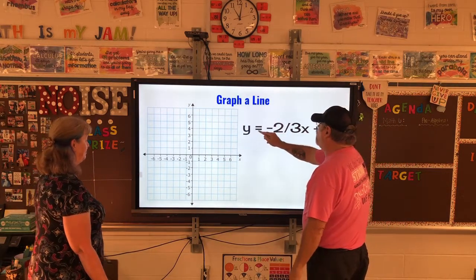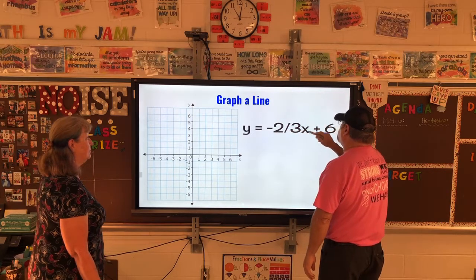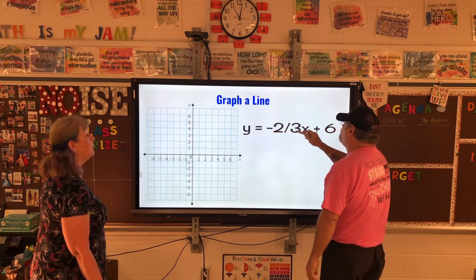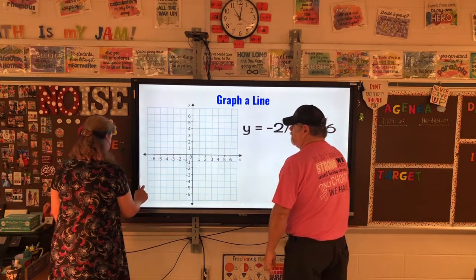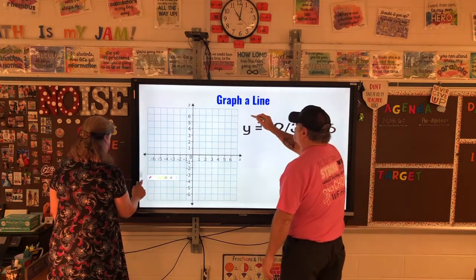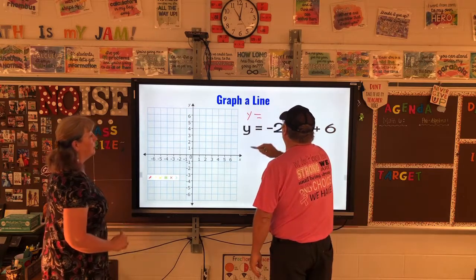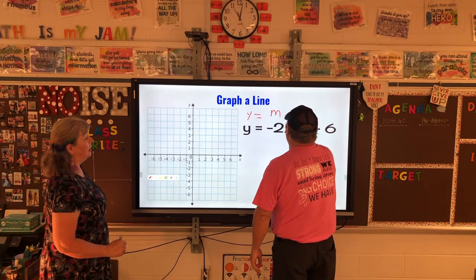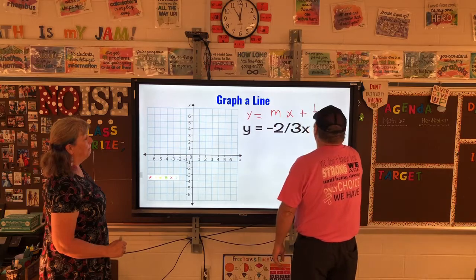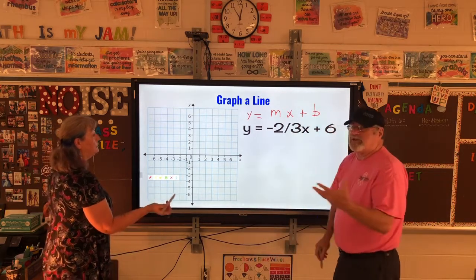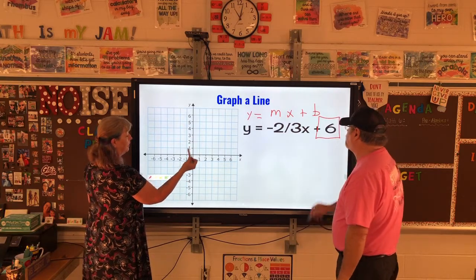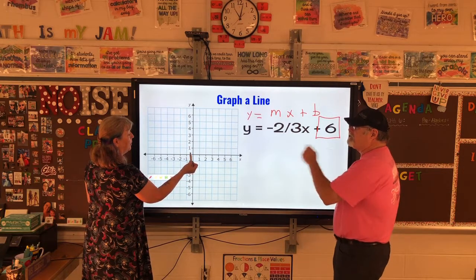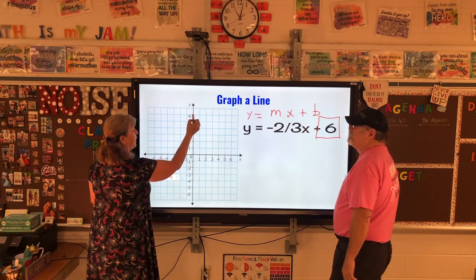Okay. So now we have y equals -2/3 x plus 6. So again, permission to write. So we're going to go y equals mx plus b. Okay, so again, we're going to start by figuring out where it crosses that y-axis. So it crosses at 6, and it's a positive 6. Is this a positive slope?